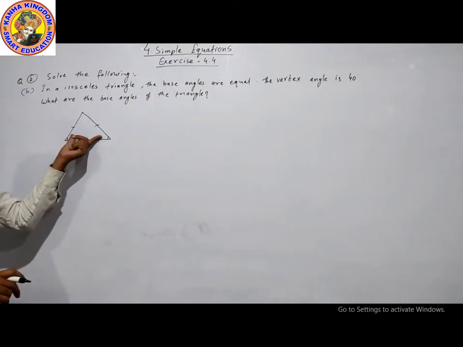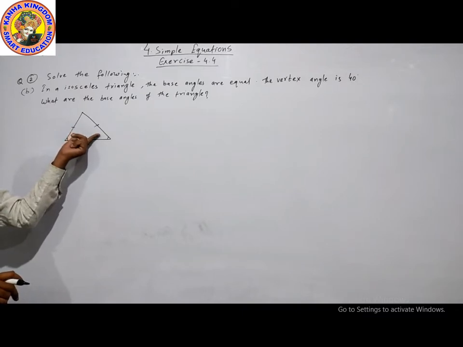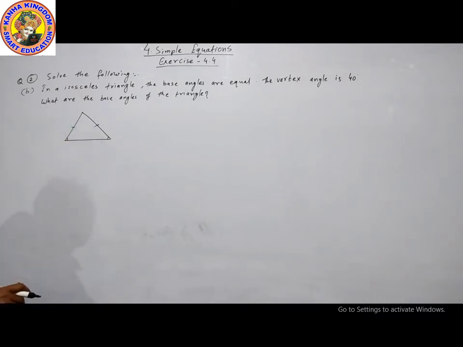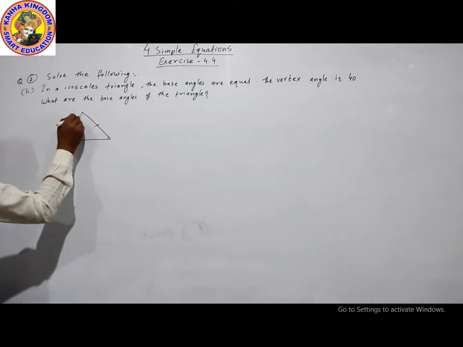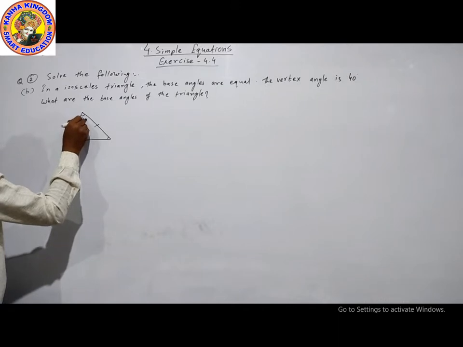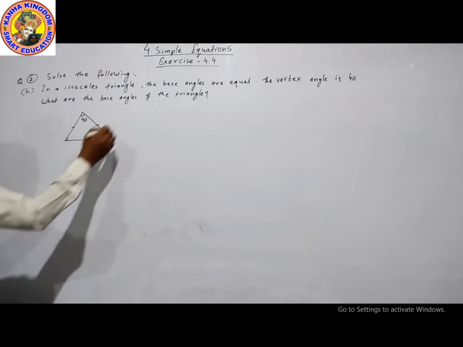Here are the two base angles. This is called the baseline, and these are the base angles. These base angles are equal. This is our vertex angle. The vertex angle is 40 degrees. What are the base angles of the triangle?